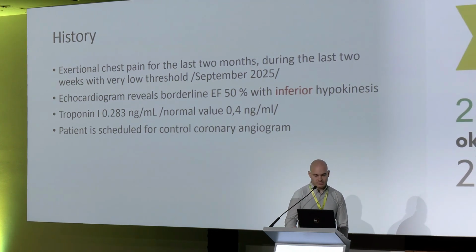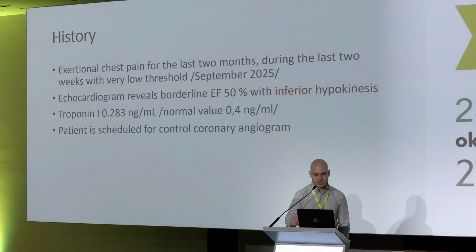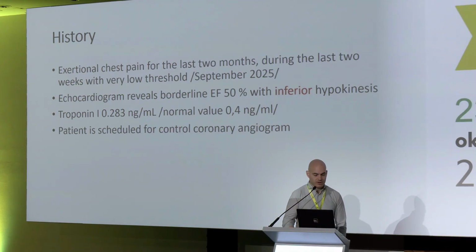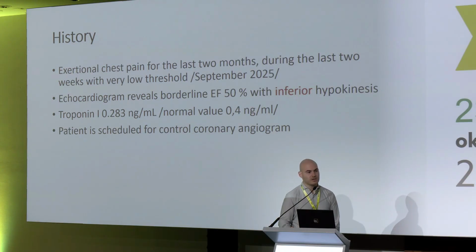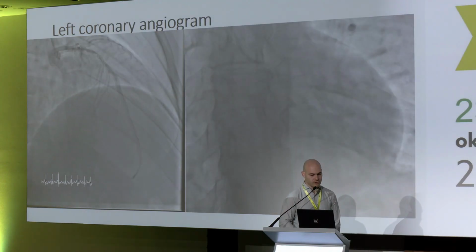Two years go by, and he was again symptomless. But in the last month, he came back with maybe grade 4 stable coronary disease. He had a very low threshold for angina. We did a control echo, which again revealed borderline ejection fraction with inferior hypokinesis. We tested the troponin, which was negative, and we did a control angio, which revealed the following.